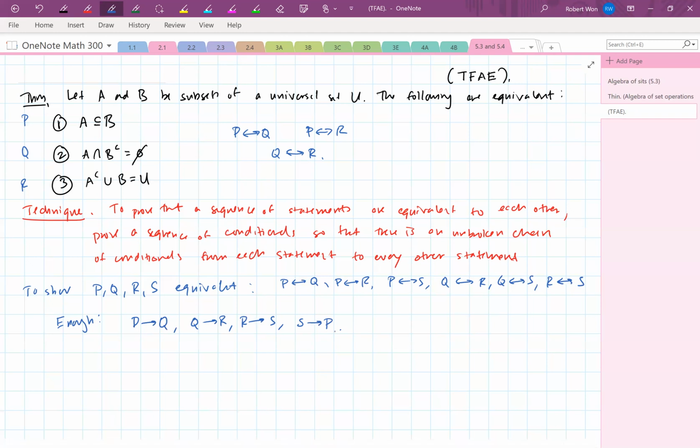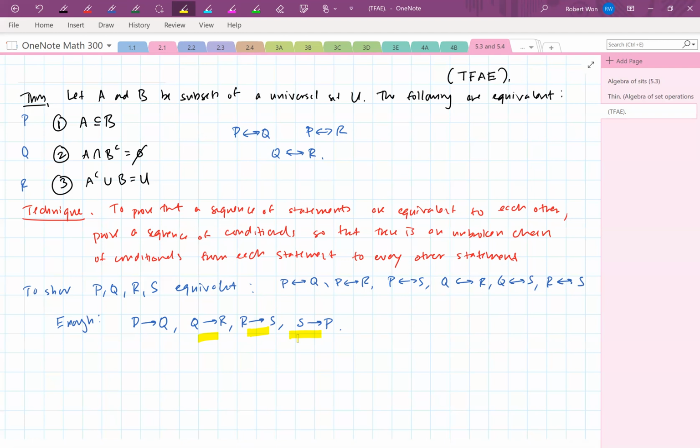then there's an unbroken chain from any statement to any other statement, right? If you want to get from Q to P, you can go Q implies R, R implies S, S implies P. And since P implies Q, that shows that P implies Q and Q implies P. If you want to get from Q to S, you go Q to R, R to S. So if you've proven these 4 things, then that's enough to show that they're all equivalent to one another.